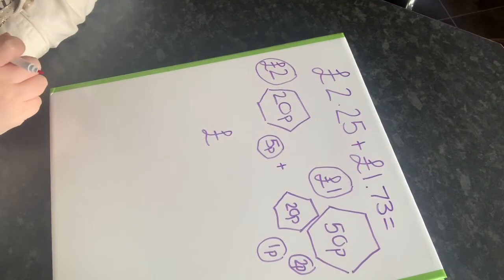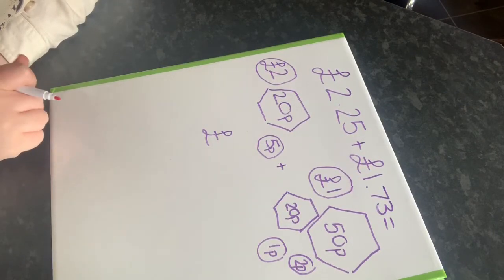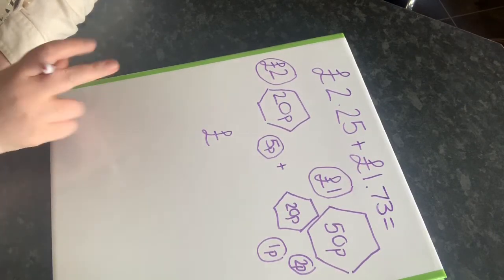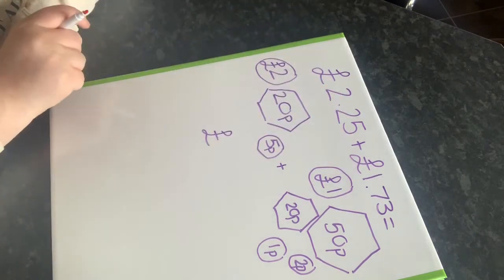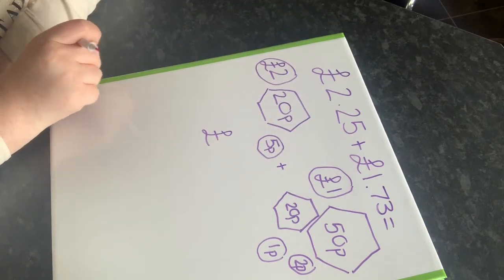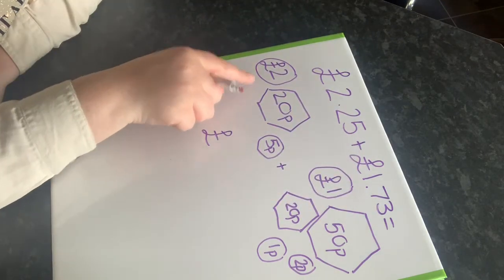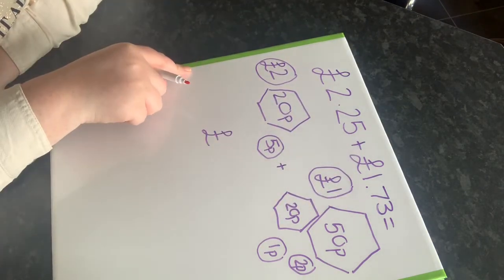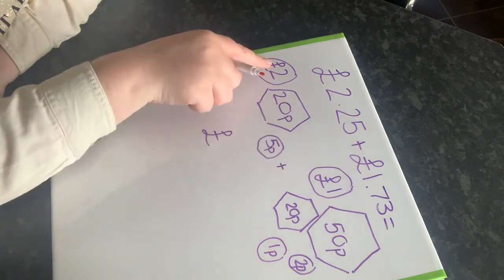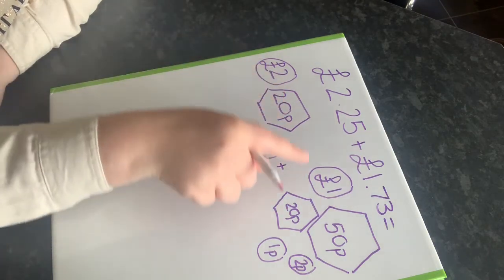This is a hot example if you really want to challenge yourself, and you can have a look at work where you're adding amounts over £1 and into bigger amounts. We've got £2.25, add £1.75. Miss Duncan has drawn out the coins already. I'm going to start by adding my pounds together.